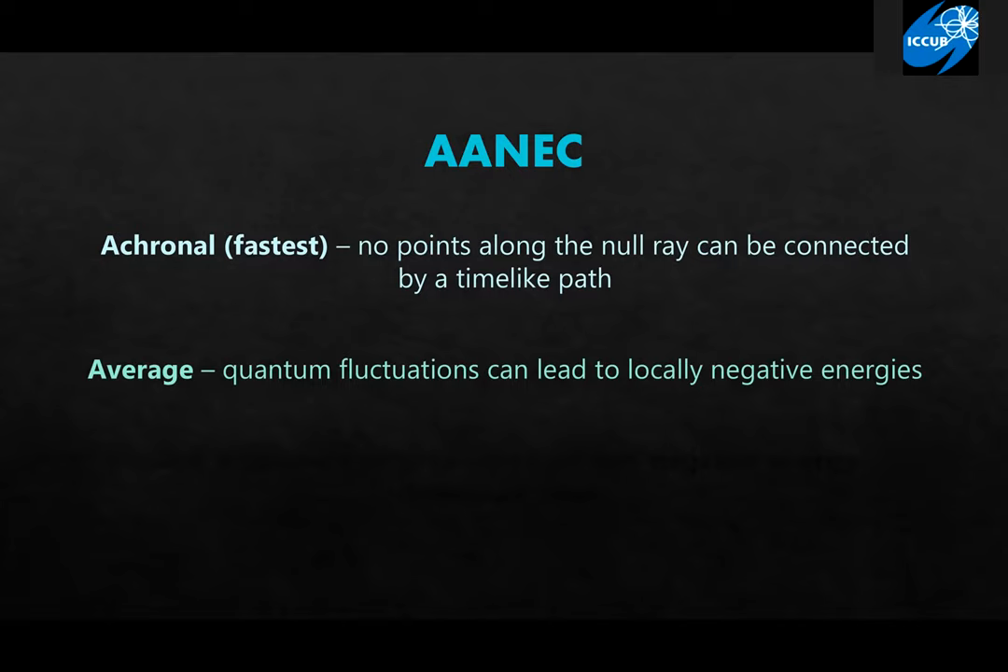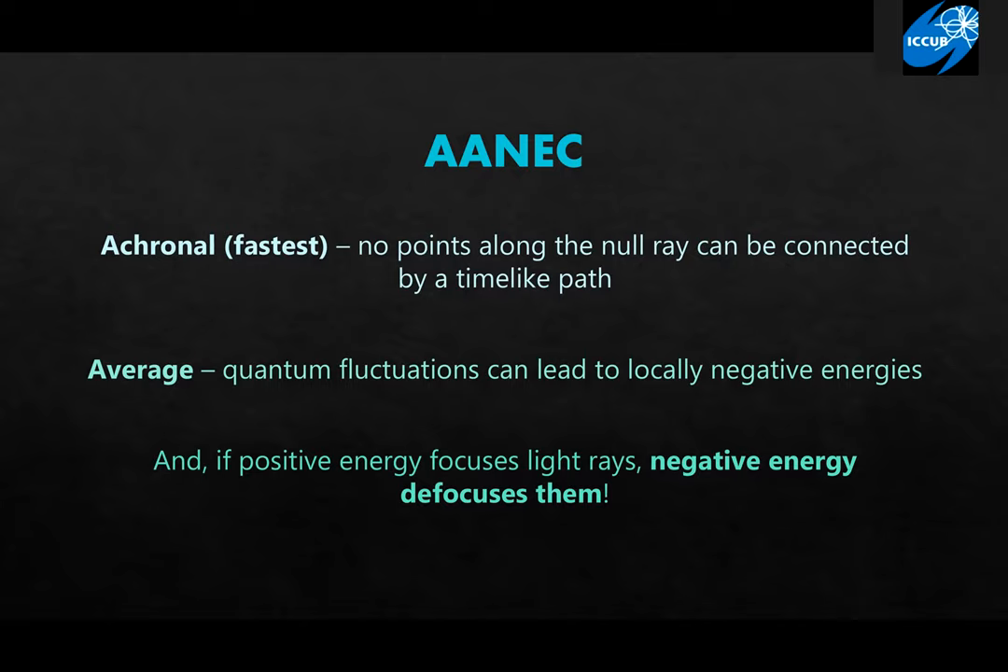The second A stands for averaged, and this is a necessary condition because it is known that quantum fluctuations can lead to locally negative energies. And so if we want to make a statement about positivity of some energy, we have to average over the said null energy condition. And finally, if you remember, we explained that positive energy is going to cause focusing of light rays, and positive energy is something that classical matter obeys. So negative energy must defocus them. And this is important for our discussion of wormholes. So let's see how this is important.